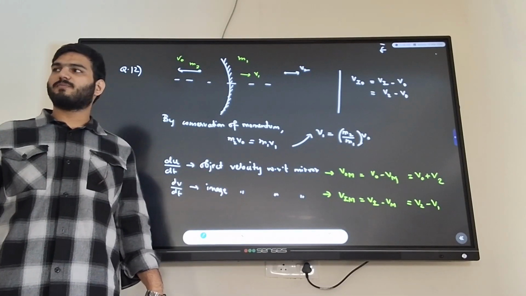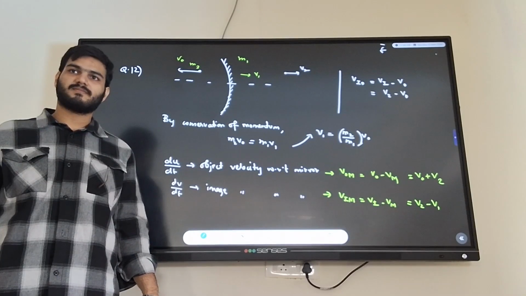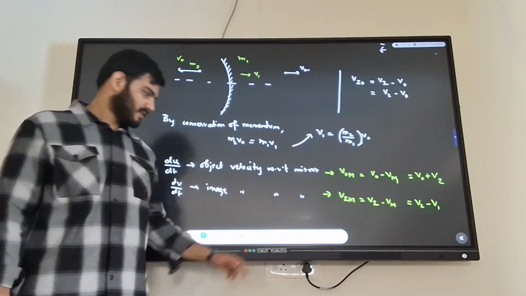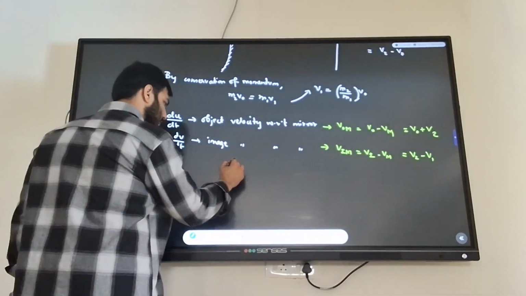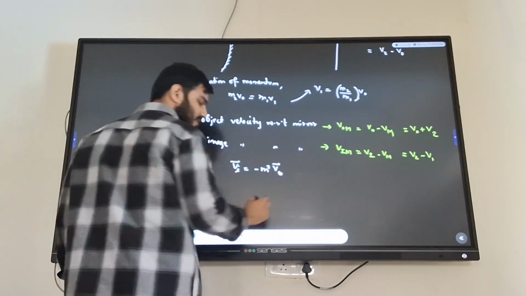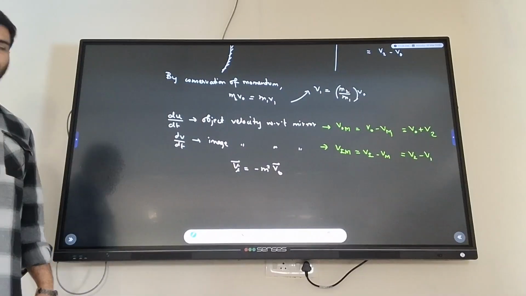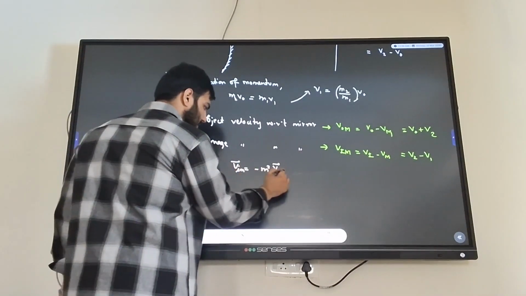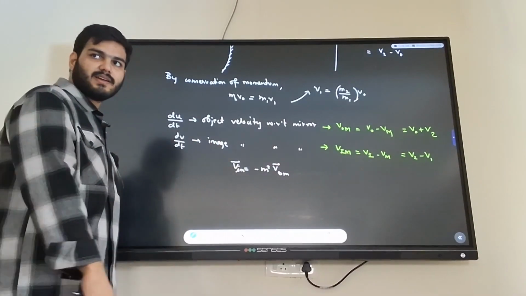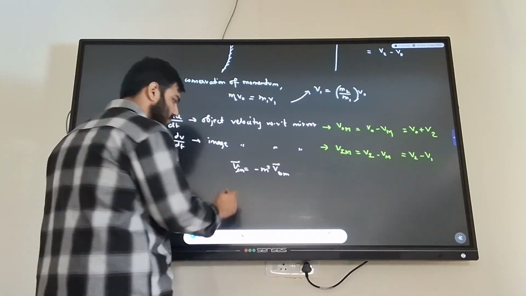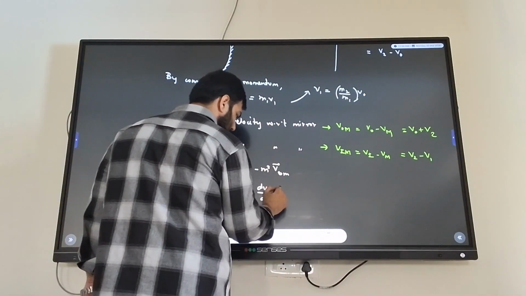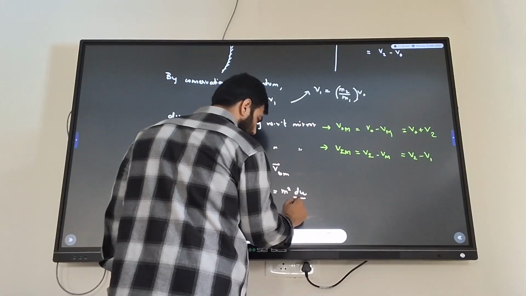For an object which is moving parallel to the principal axis, is there any relation between image velocity and object velocity? The image velocity vector is minus m square times the object velocity vector, right? Yes. But if I take the velocity with respect to the mirror and take the magnitude, since I have to talk about speeds, what will I get? v_im, which represents dv by dt, is m square times du by dt.